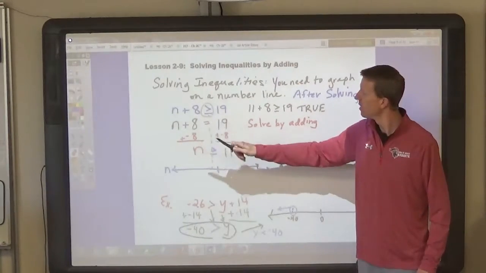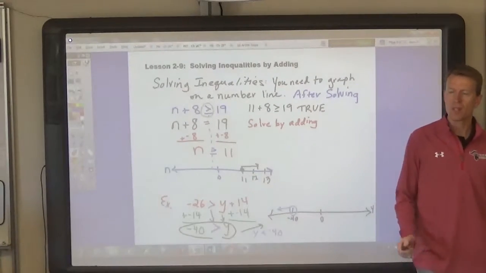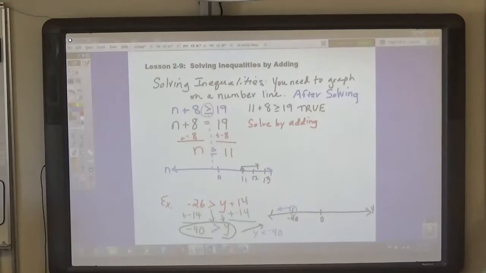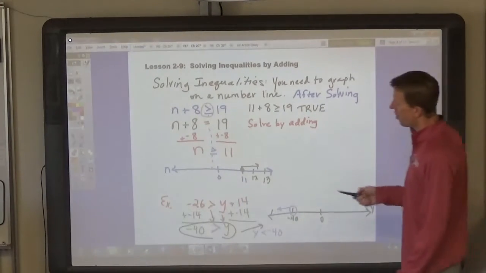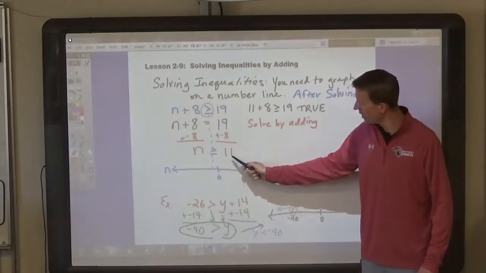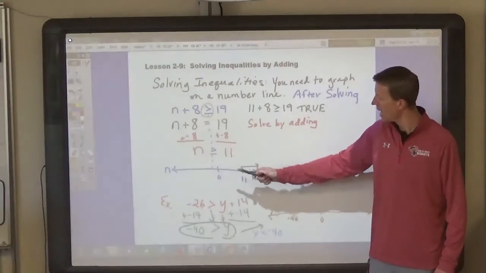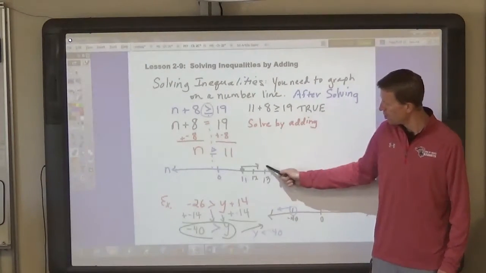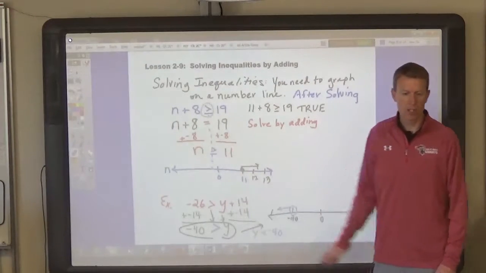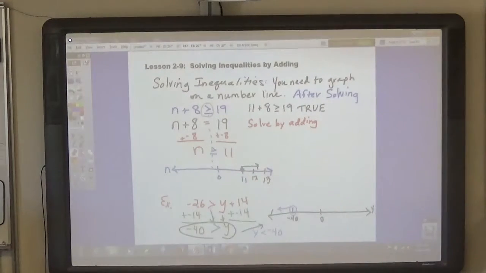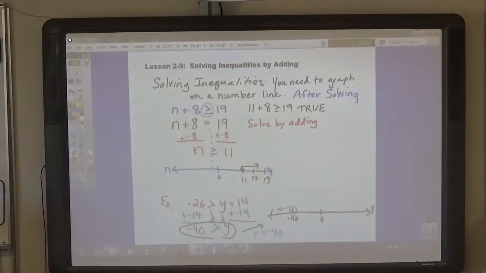Okay? And so you need to graph it at the end. So if n is greater than or equal to 11, you mark 11 with a solid dot, and then shade to the right because the arrow is pointing to the right. Now remember, you can only shade it the same direction as the symbol is pointing if the variable is written first.